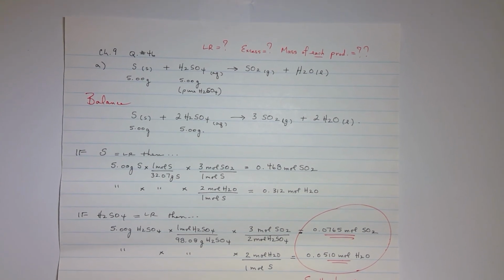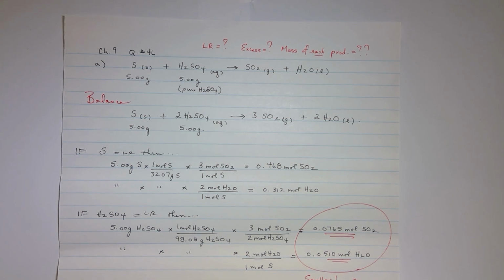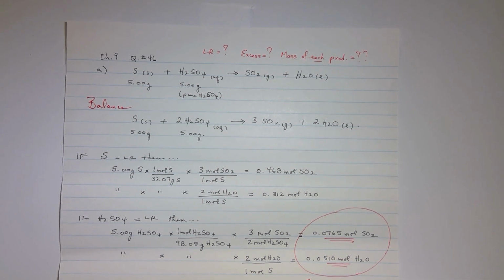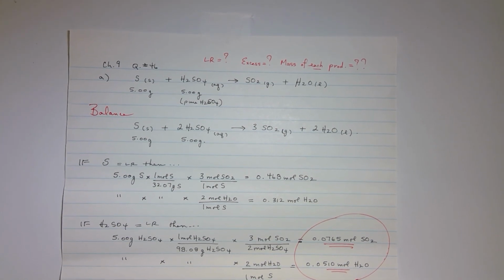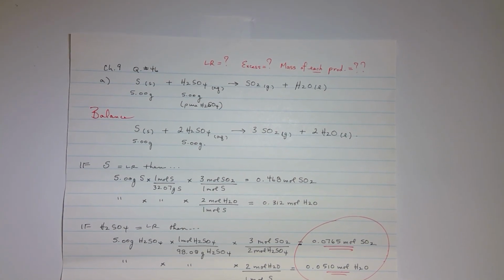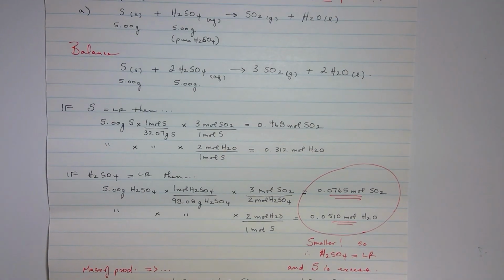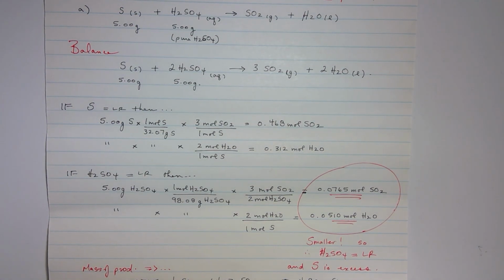In A, they give you the unbalanced reaction. All the formulas are there, but the reaction is not balanced. And they tell you that you have exactly 5.00 grams of each reactant. The H2SO4 is aqueous, that's sulfuric acid, and I just wanted to make sure you understand that it's 5.00 grams of the reactant. Even if H2SO4 is in water, we're talking about the reactant, not the solvent that doesn't participate.